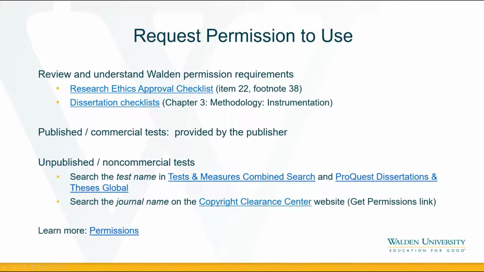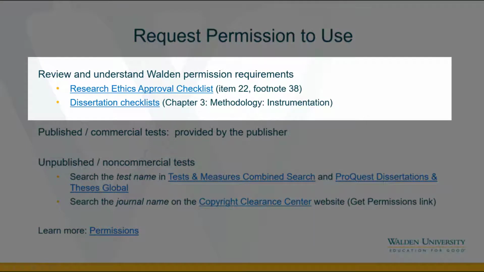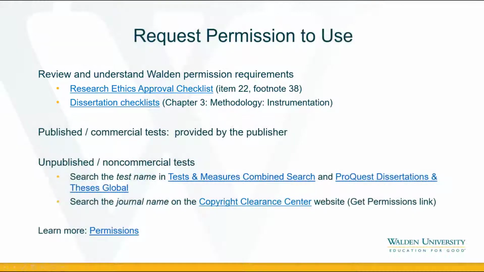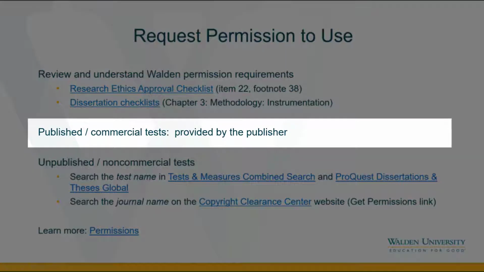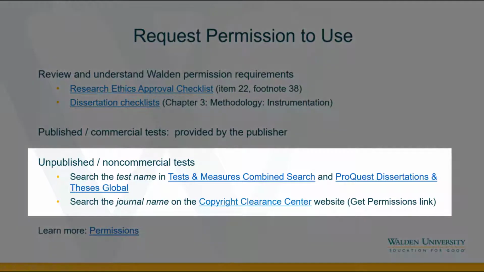Let's move on to permissions for using and reproducing part or all of the test. Generally, you will need to determine the copyright holder for the test. The two documents linked in the presentation slides will detail Walden's permissions requirements and what you need to include in your dissertation. For published tests, the publisher will provide you with permissions when you purchase the test. For unpublished tests, you can search the test name in the Tests and Measures Combined search to see if there is an explicit permission statement.